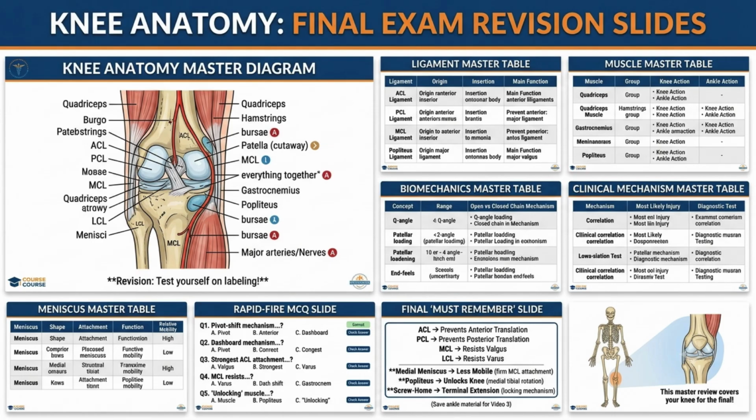Finally, we have high yield points which you need to remember in the slide. You can take a screenshot which will help you for the last minute revision before exam. And you have this final biomechanics review and the final takeaway.